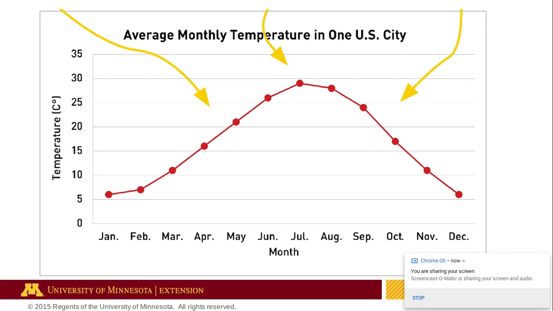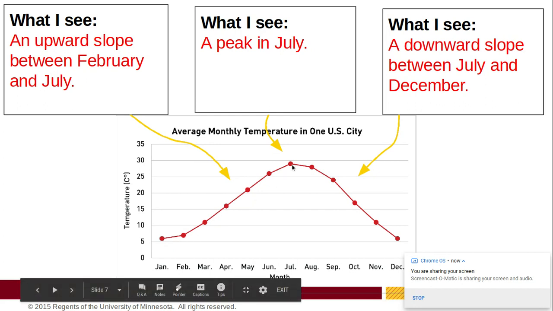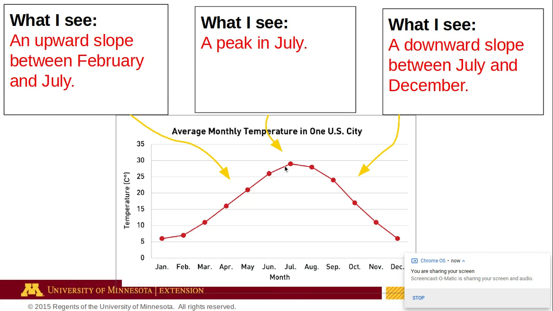The first thing you would do is draw those arrows. After that, you are going to write these what I see statements. I've created 3 what I see boxes connected to each arrow. Notice that the statement that I've written talks just about what is happening to the line. What I see in this first one, an upward slope between February and July. We can see an upward slope of the line, a positive slope.